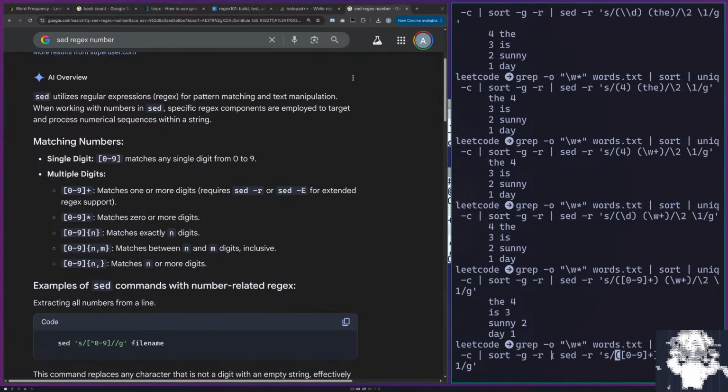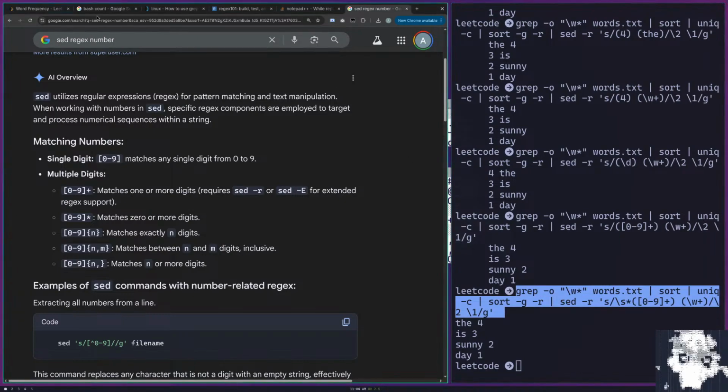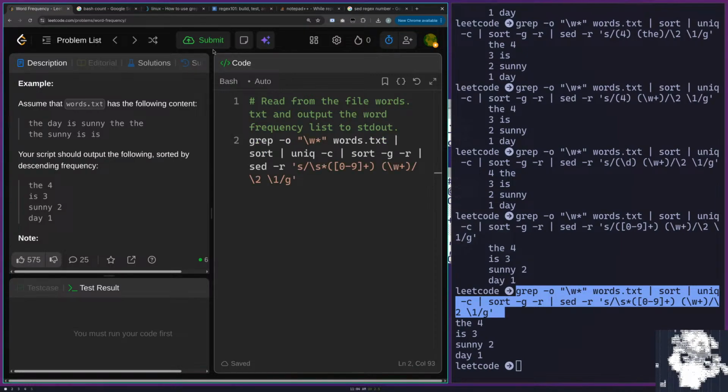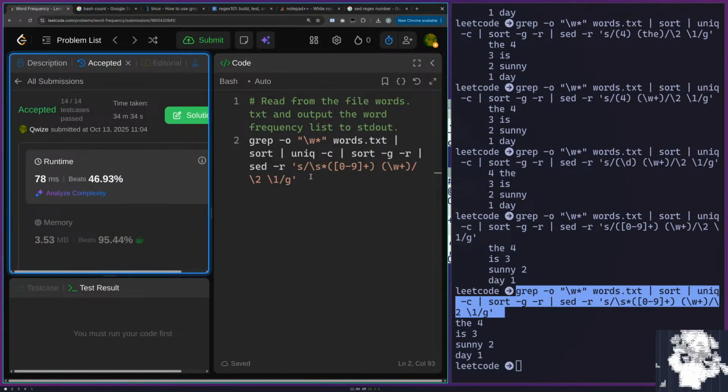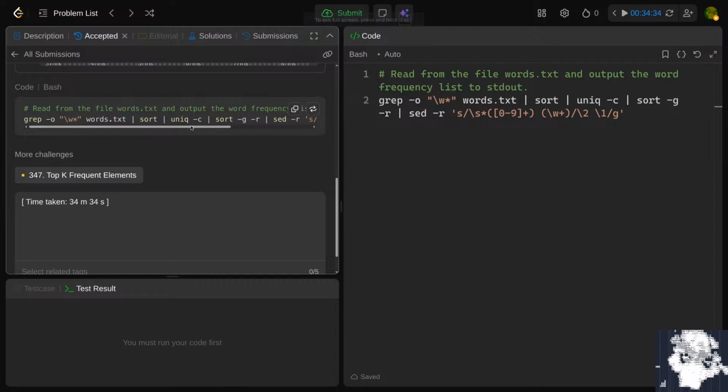I guess I could make them go away by capturing them, or by doing a space star. Yes. Okay, this is the answer. We did it. Crazy. That was interesting.